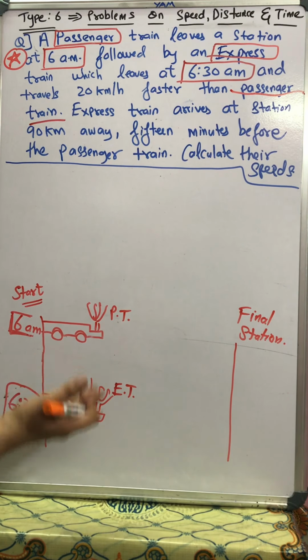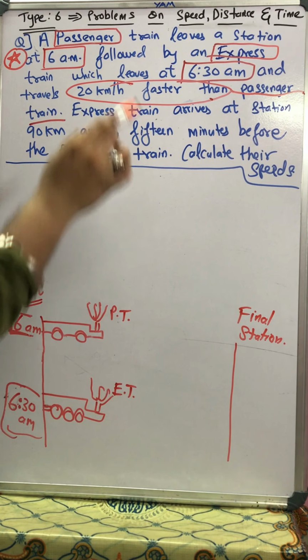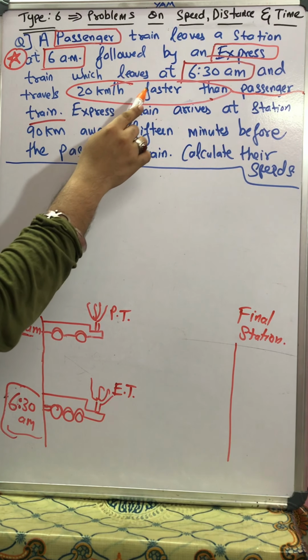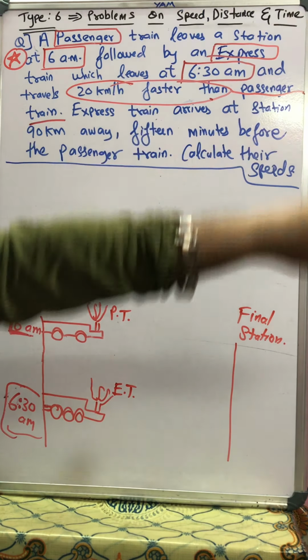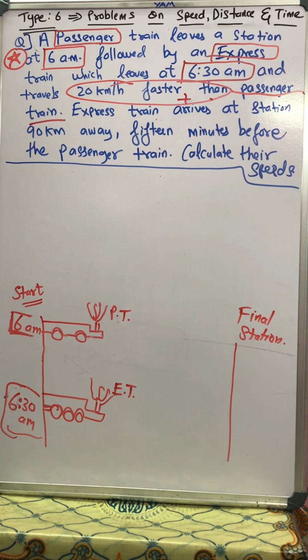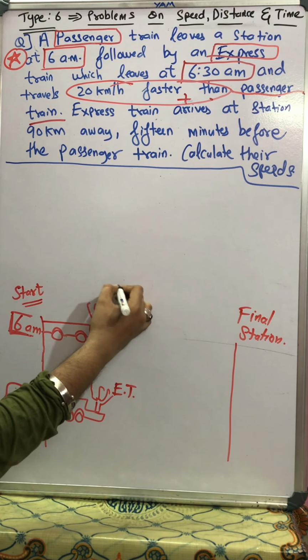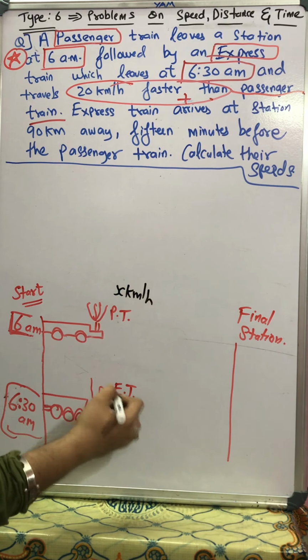Can I say the express train's speed is dependent on the passenger train's speed? Because they have not given us the speed of the express train. They just told us that the express train's speed is 20 km per hour faster than. They are comparing. Faster than means plus 20 compared to the passenger train. Okay, so suppose the speed of the passenger train be x km per hour. So the speed of the express train will be x plus 20 km per hour.